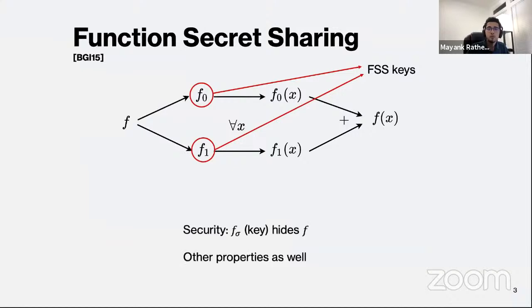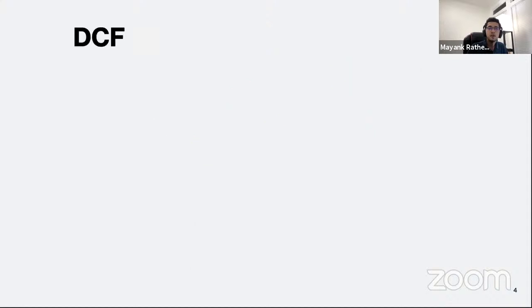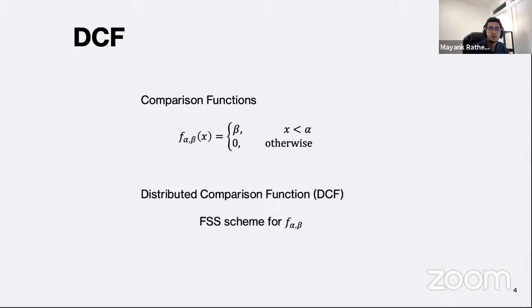Of a few properties that one needs from a function secret sharing scheme, the property of key importance for this talk will be security, where we want that a single key itself hides the parent function f. Also for this talk, we will just be focusing on a special type of functions called comparison functions, which are parameterized by alpha and beta. So when you input a value which is less than alpha, the function outputs beta, otherwise it outputs zero. And an FSS scheme for this class of comparison functions is called a distributed comparison function, or a DCF.